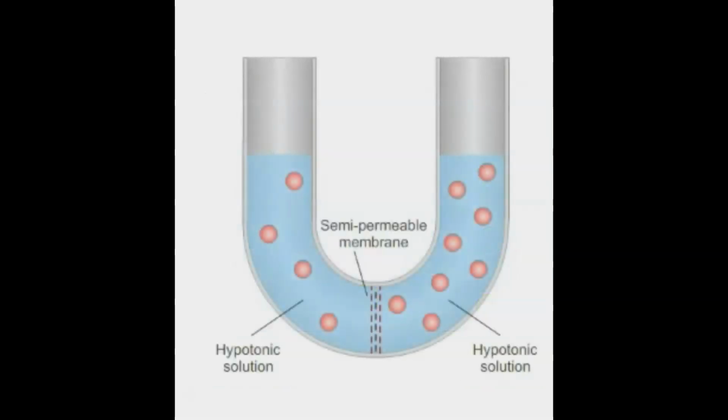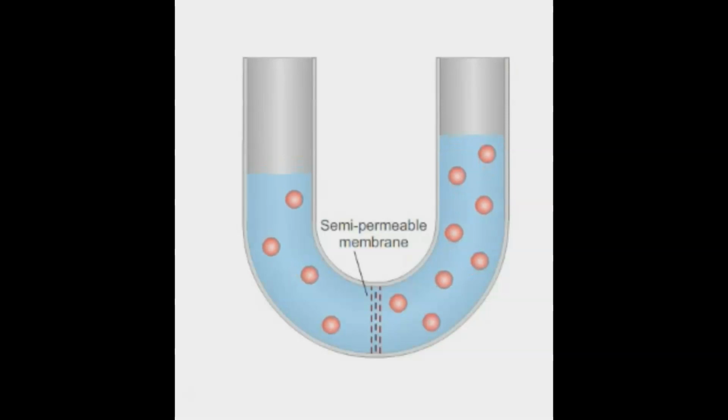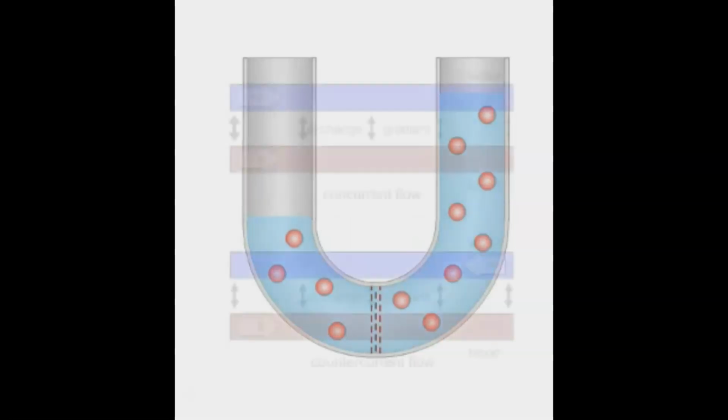When solute movement is restricted, as is the case with the semipermeable membrane of mammalian cells, water molecules will move along their concentration gradient, thereby equalizing the solute concentration gradient as well. This is known as osmosis.